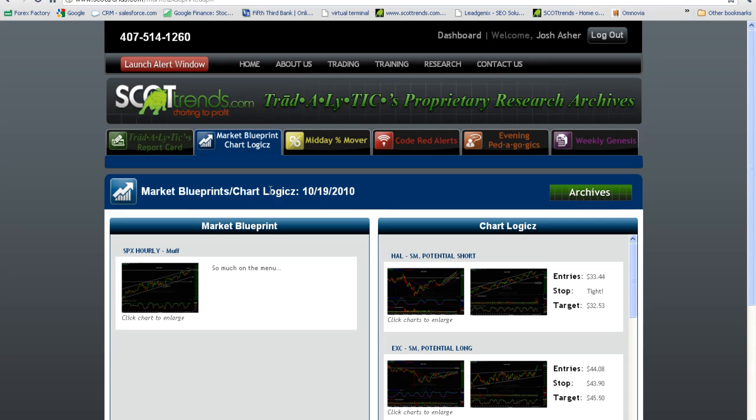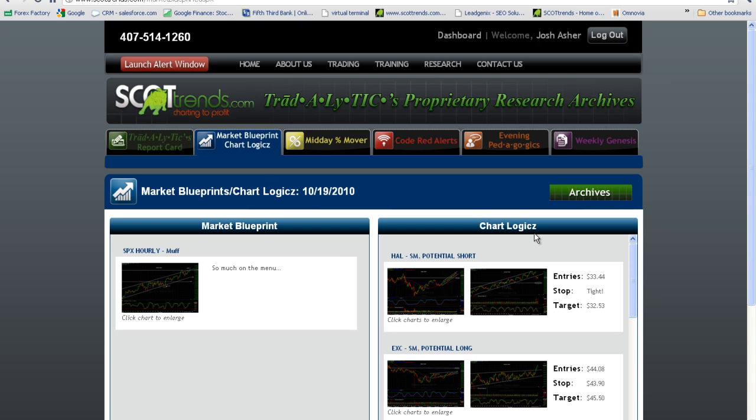It's your big picture. Good idea to know where you're going. It's kind of hard to get to where you're going if you don't have a general idea as to which direction to go. That market blueprint gives you that direction. Now, for the individual turns, the lefts, the rights, to get to that specific destination, here's the chart logics.